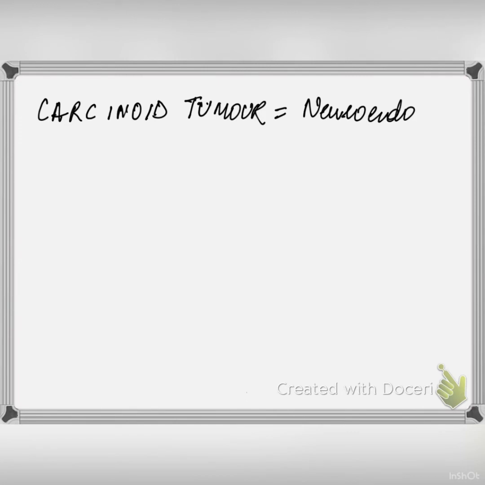Because this carcinoid tumor occurs with abnormal proliferation or multiplication of these neuroendocrine cells. That is the reason it's called a neuroendocrine tumor, arising from the enterochromaffin cells.